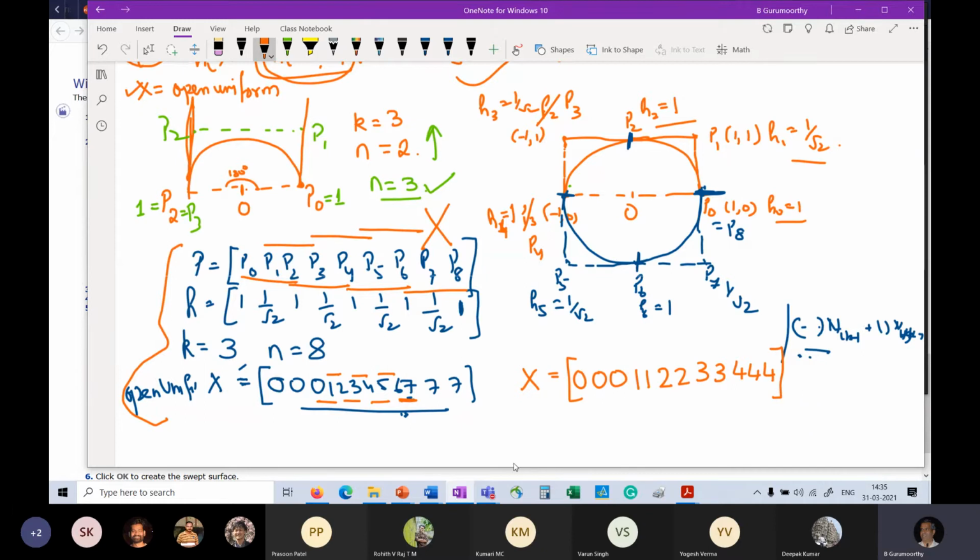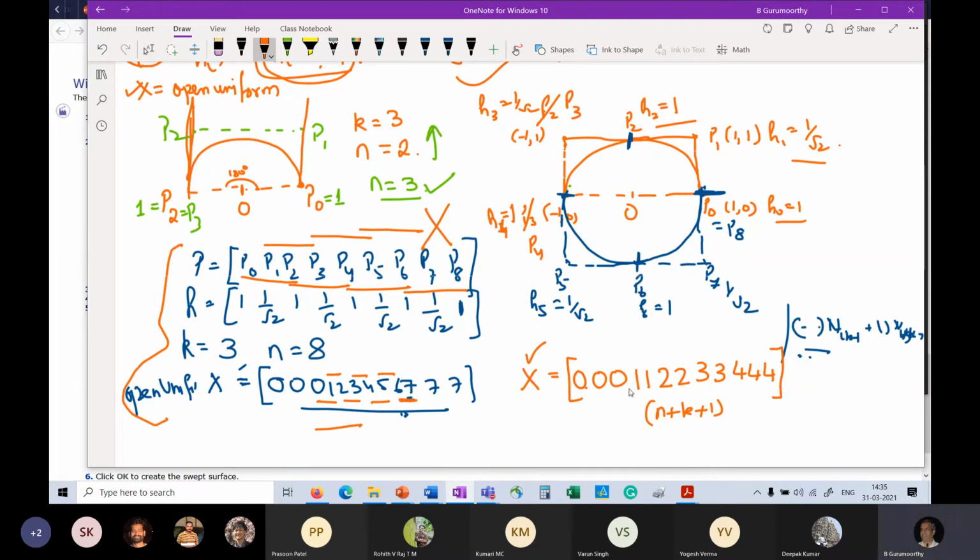I define a new knot vector which looks like this. Okay, now it satisfies the definition of the knot vector. There are n plus k plus 1 elements, right? X goes from x naught to x n plus k, right? And it is non-decreasing, right? The subsequent knots are either equal or greater than the previous ones. So it does satisfy my definitions, but it is a different knot vector than the one that we have been used to so far.